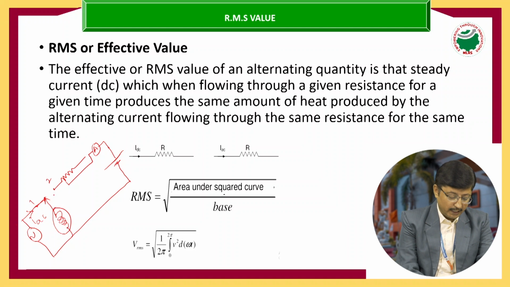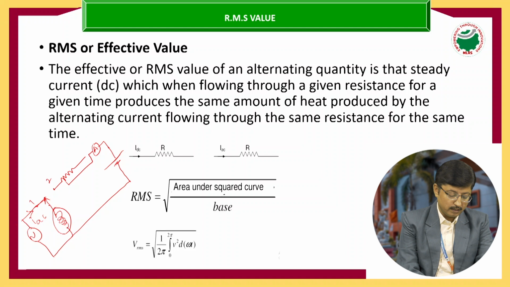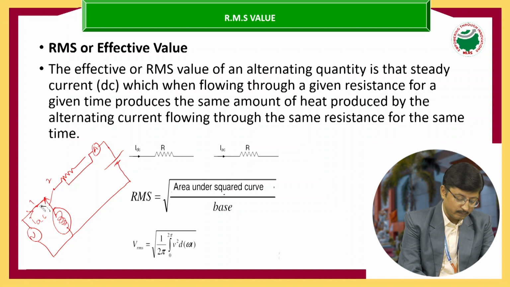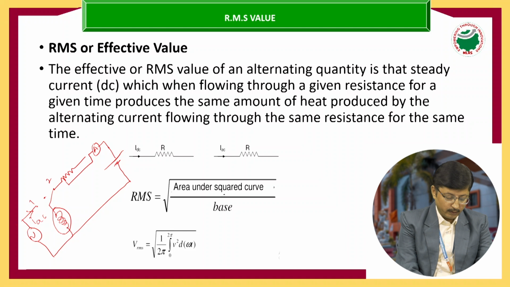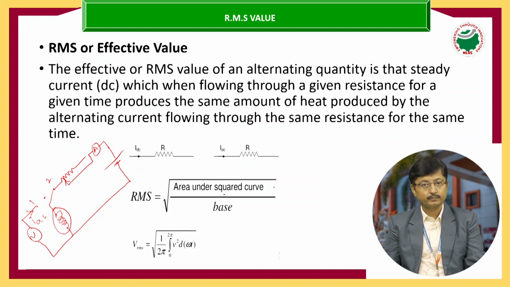Second one, again we have to switch, we have to take the switch from the second position. That means here we have to throw the switch from position 1 to position 2. So that means here, we are applying DC supply to this bulb.